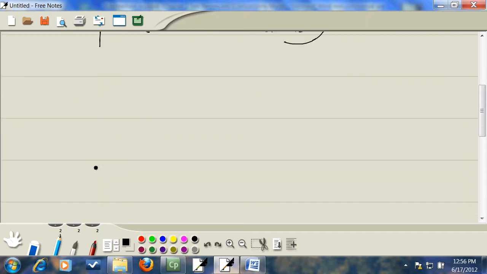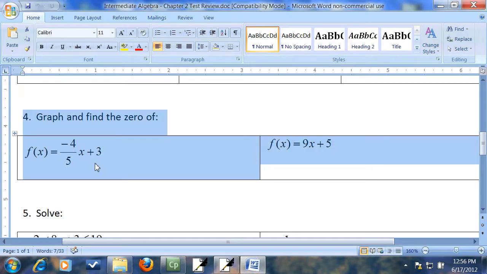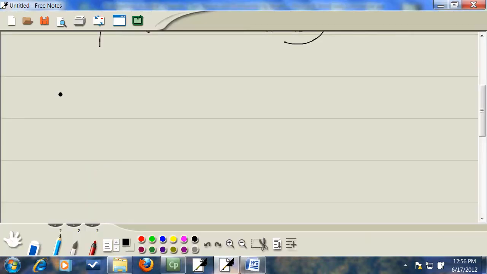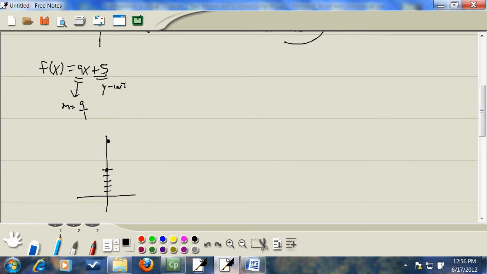Let's do our second example. f of x is equal to 9x plus 5. Well, this is our slope, the number in front of your x, which is 9. Now put it in fraction form. And this is our y-intercept, so 5. Go there and put a point.